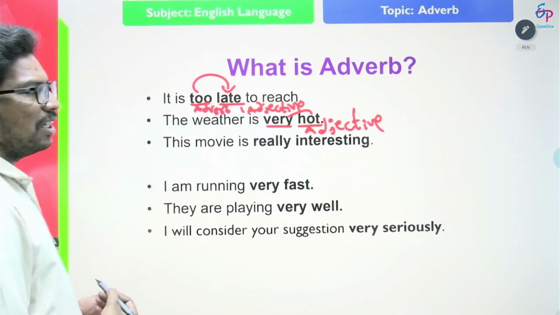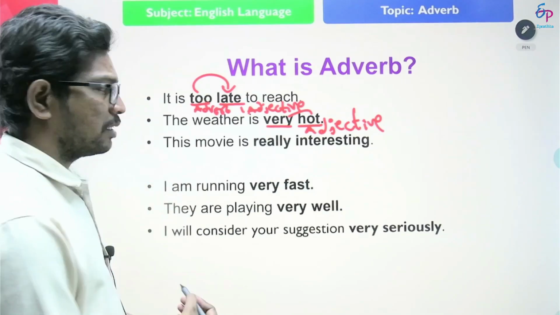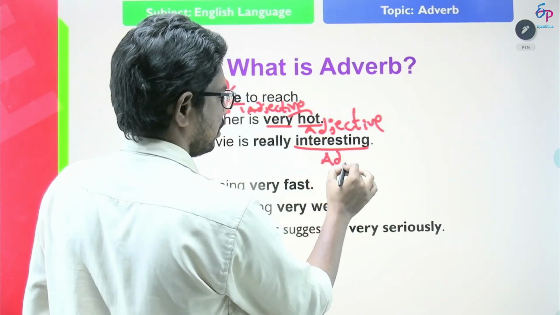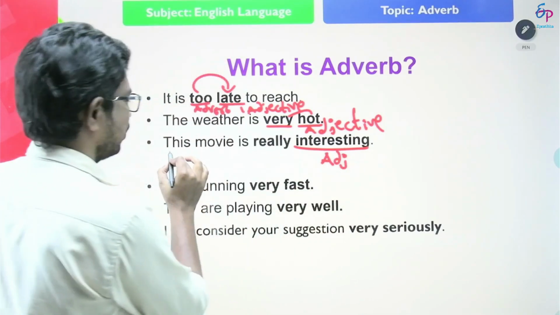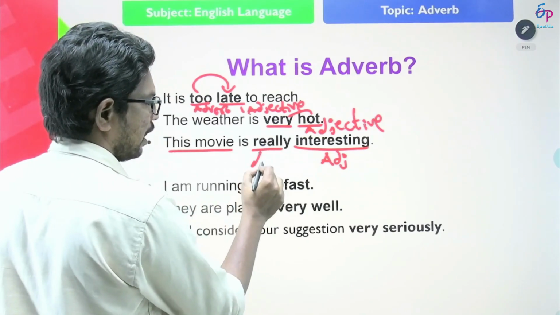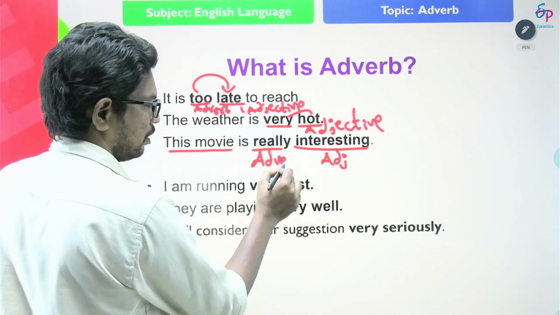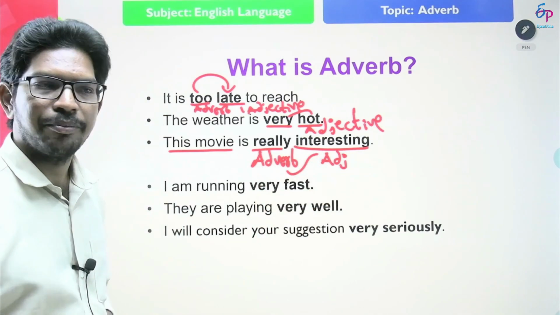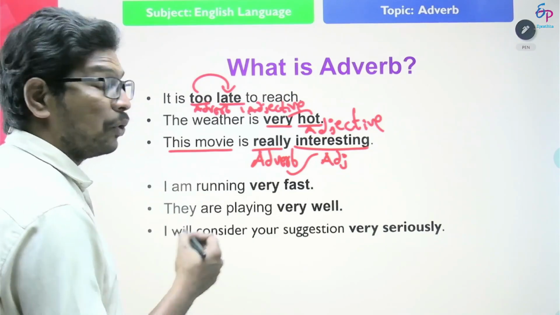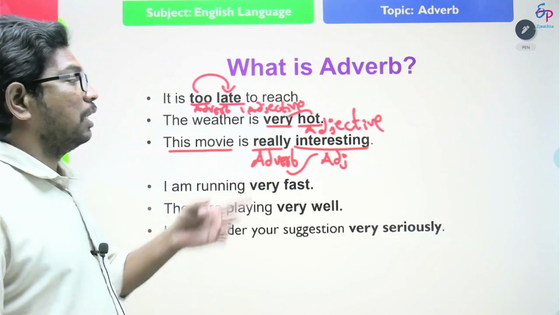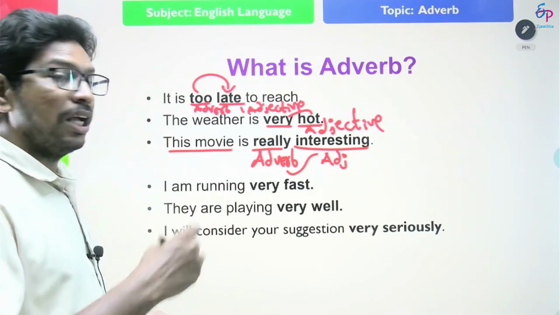Look at another example. This movie is really interesting. In this example, interesting is an adjective. It is showing the quality of the movie. So really is an adverb modifying the adjective. So you clearly understood an adverb modifies a verb and an adjective. Next, it modifies another adverb.